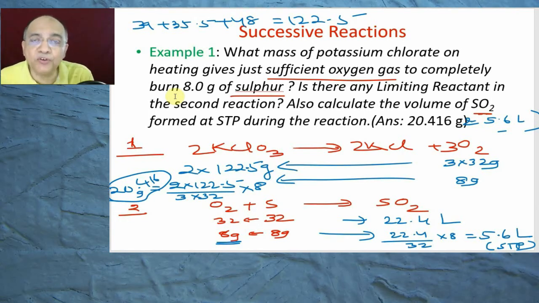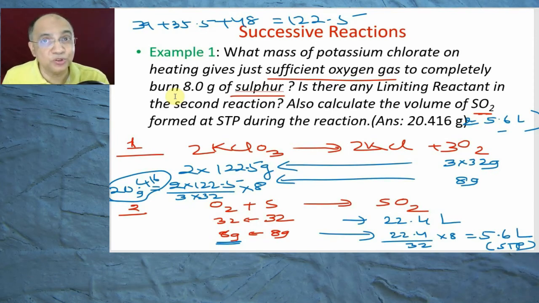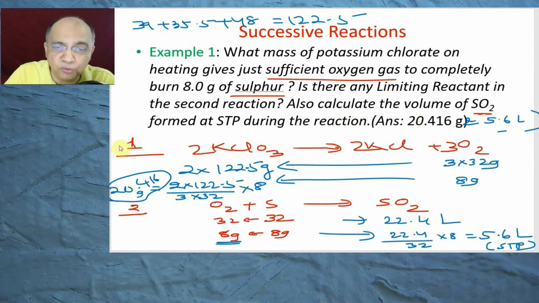Obviously, if they go for a complete reaction, as we assume for stoichiometric calculation, then you will find no one is limiting, no one is excess. Each one is limiting. Both are limiting, both are consumed completely. Nothing is left out. So, is there any limiting reactant in this second reaction? The answer is no. Also calculate the volume of SO2 formed at STP during the reaction.